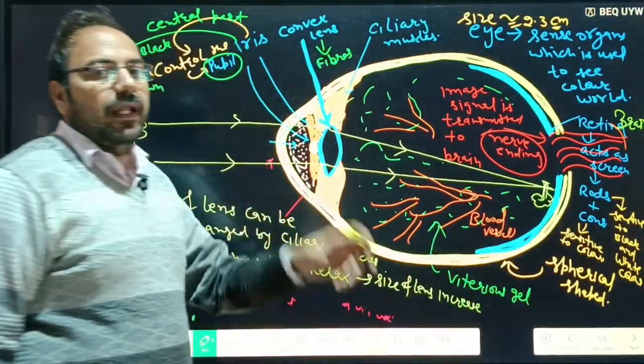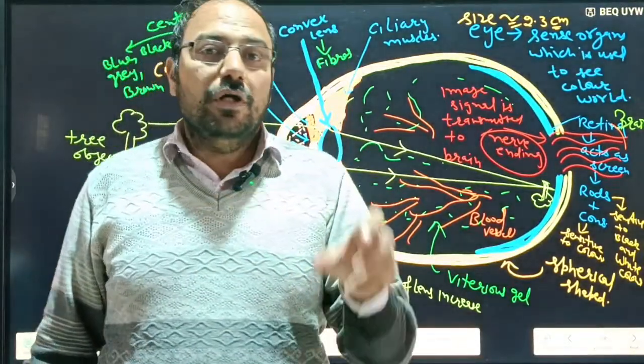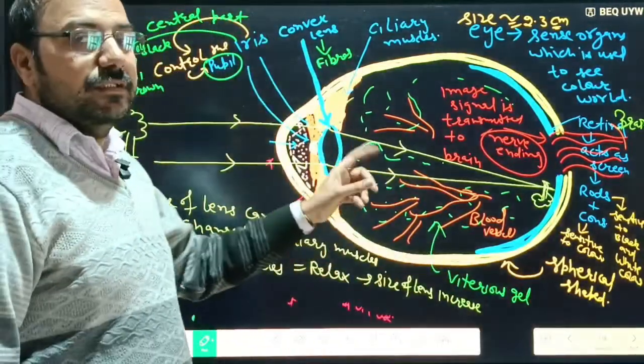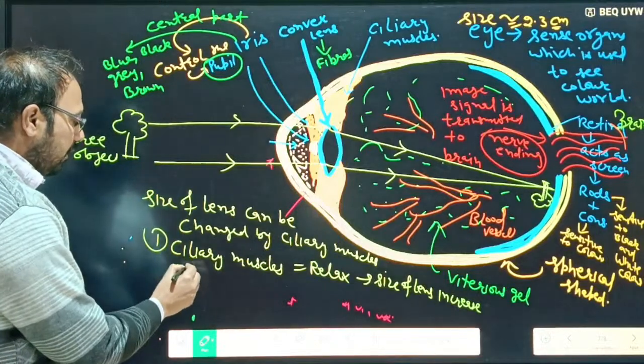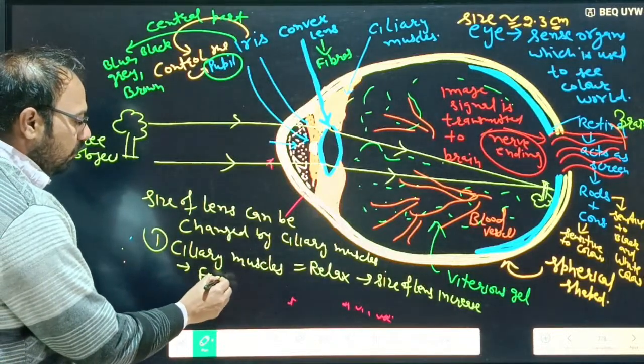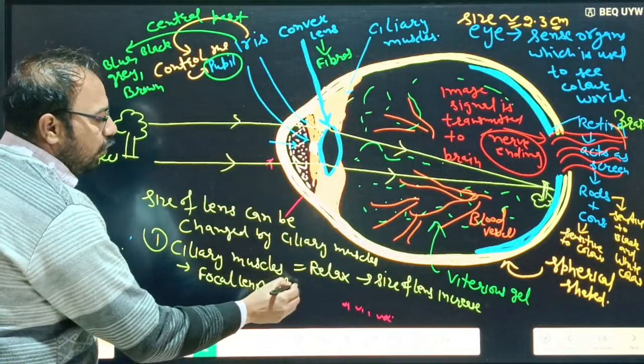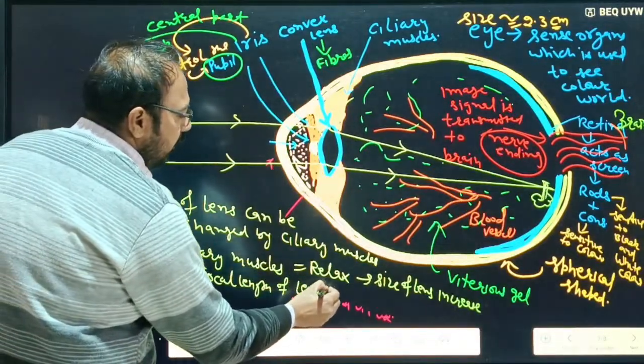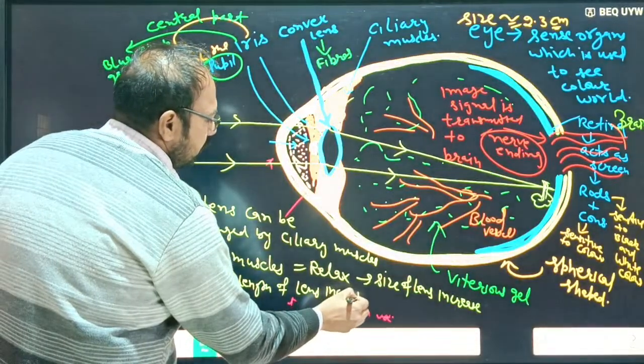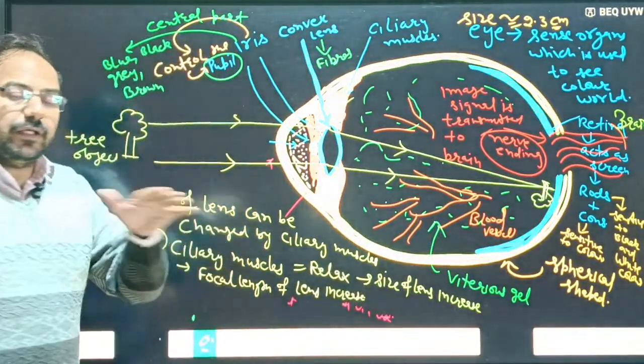If the size of the lens is increased, what happens? The focal length of the lens is increased. So this is the first case.